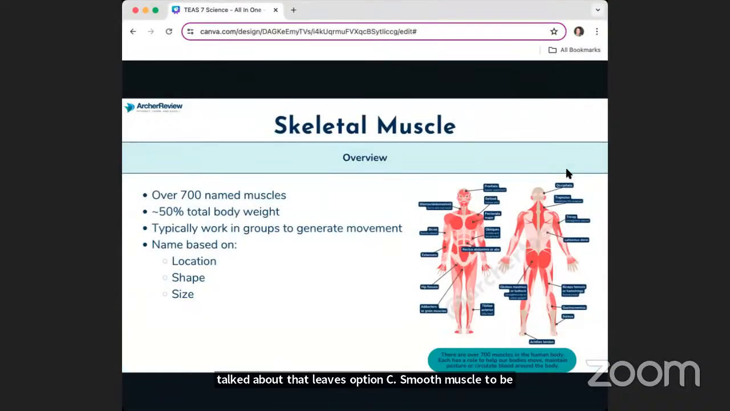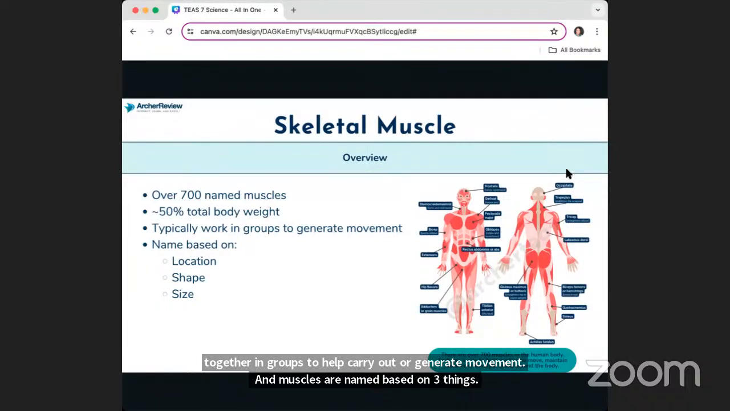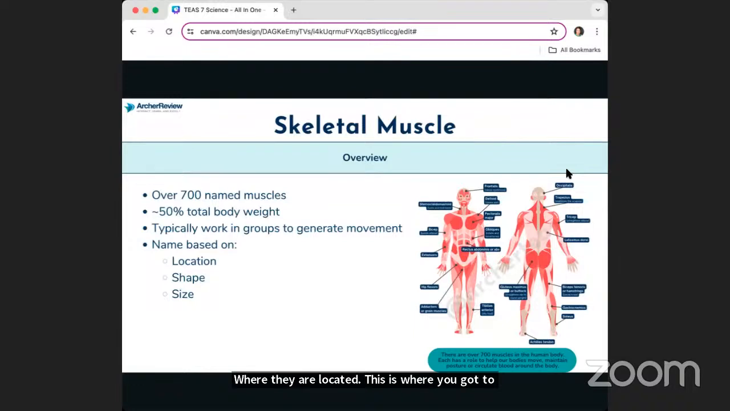Skeletal muscles, you've got about 700 of them that are named in your body, 700. And they together make up about half of your total body weight. And they typically work together in groups to help carry out or generate movement. And muscles are named based on 3 things: where they are located. This is where you got to remember those anatomical regions and terms, because it helps so much, especially with naming muscles. They're also named based on their shape and on their size.